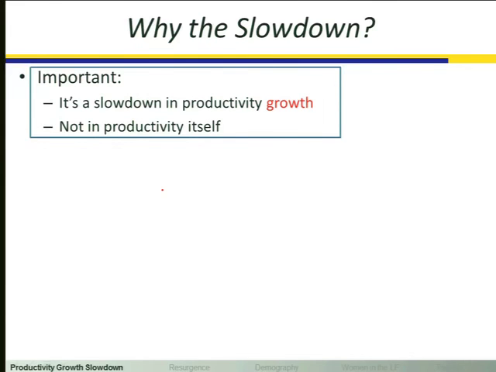So when we talk about the productivity growth slowdown, we're talking about the rate of change of Y over L, output per worker, now being 1% instead of 3%, so that rate of change has gotten smaller.